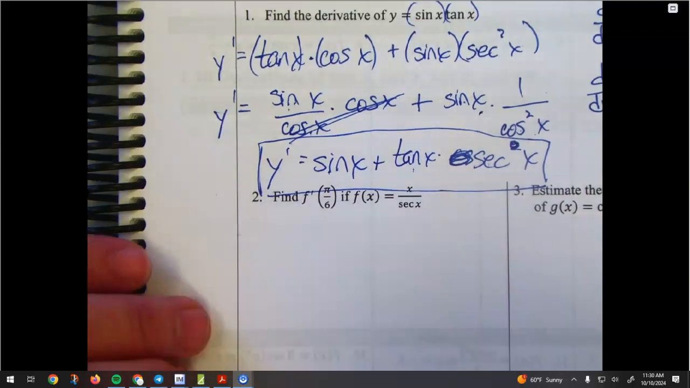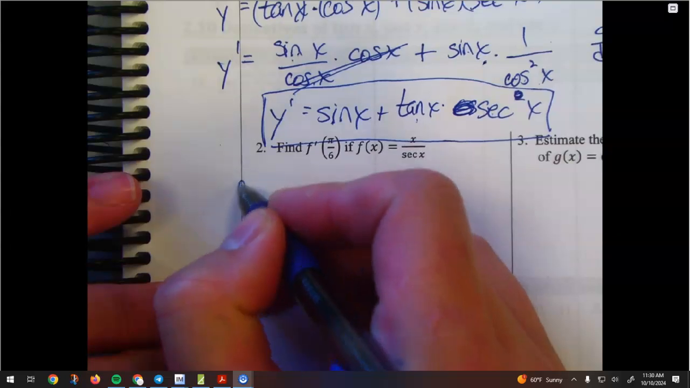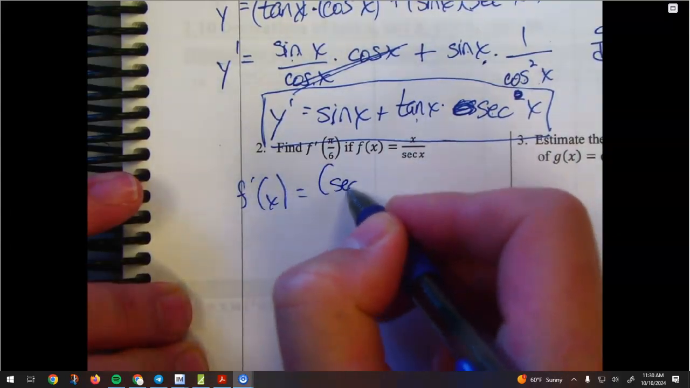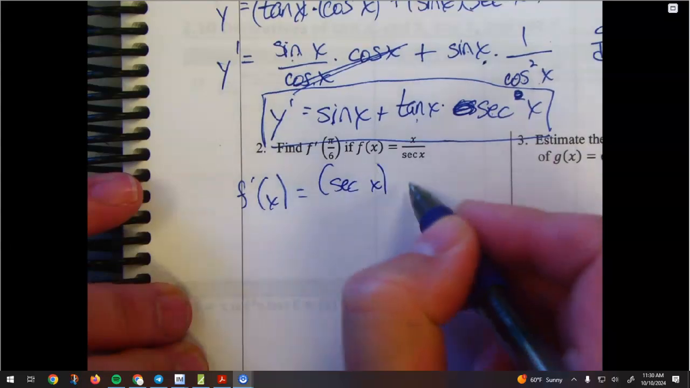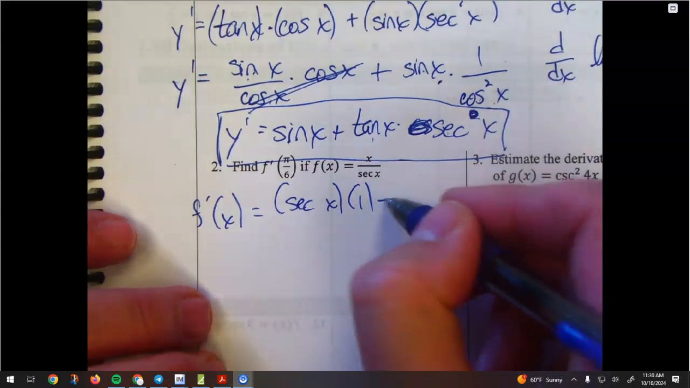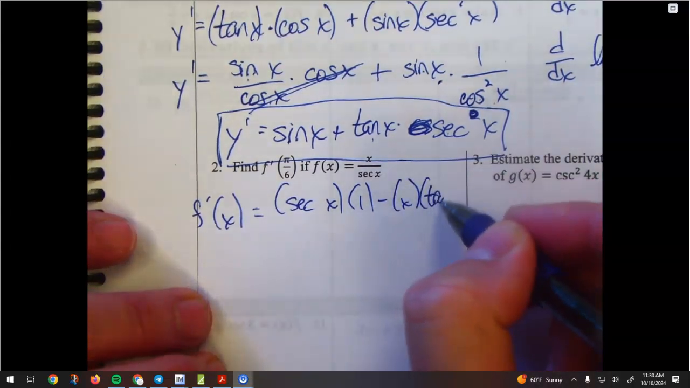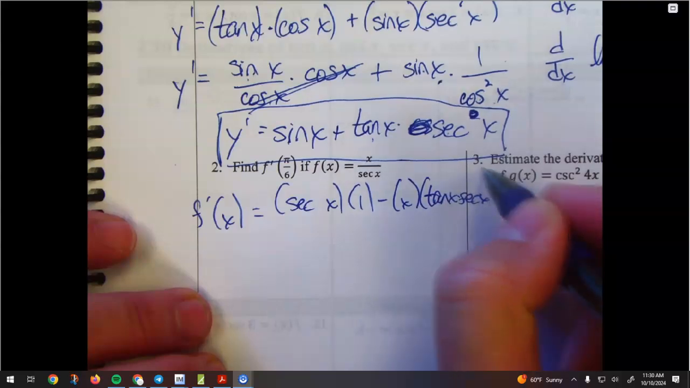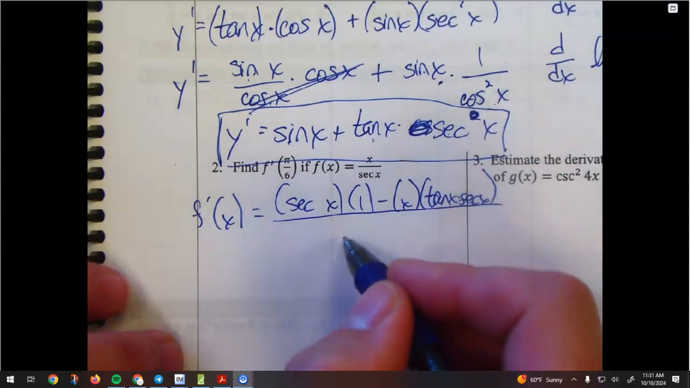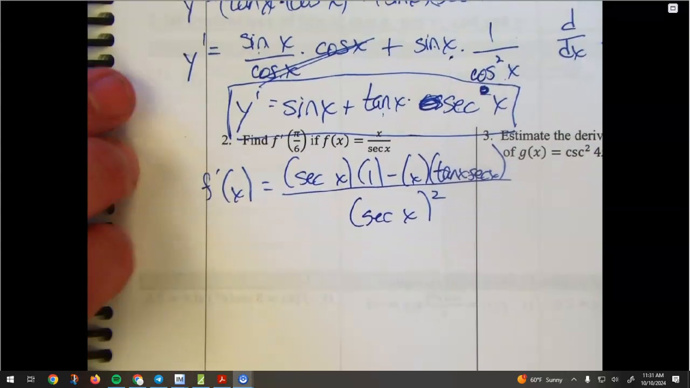Second one, find the derivative at pi over 6, and we know we've got to use quotient rule. So it's the bottom times the derivative of the top, which is 1, minus the top times the derivative of the bottom, which is tan x sec x, over the bottom squared.